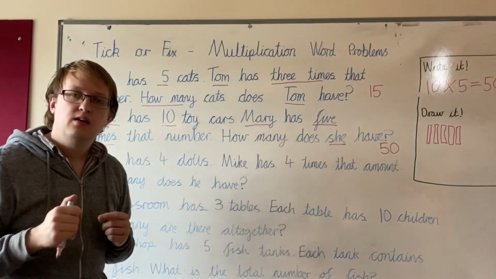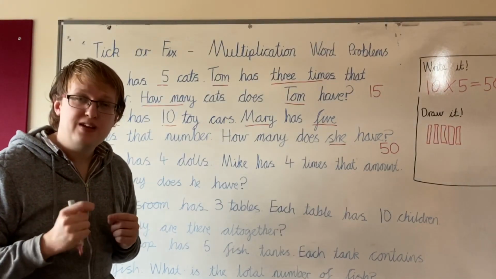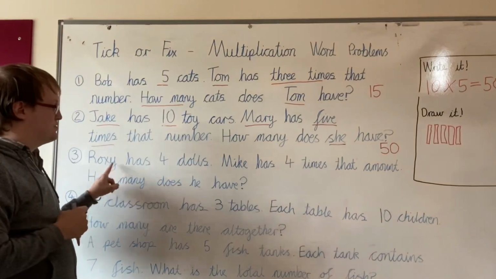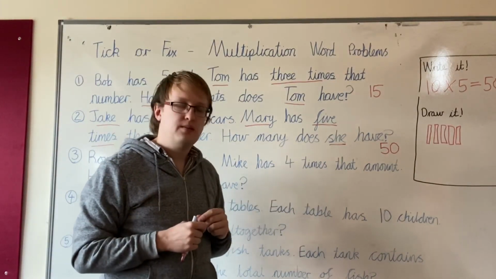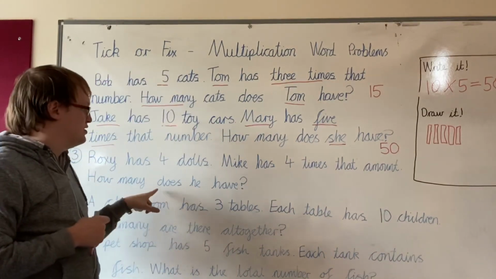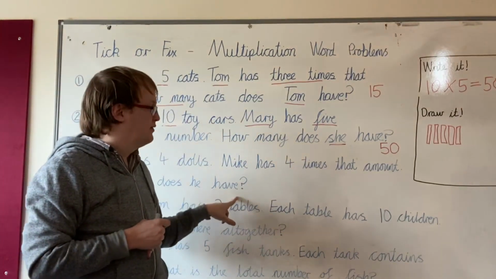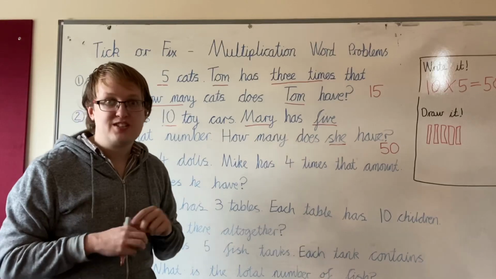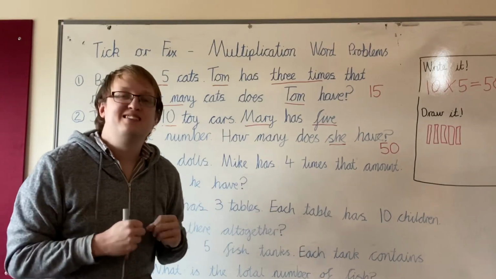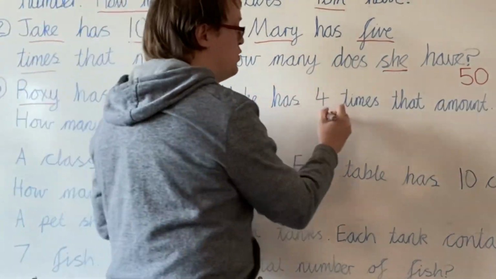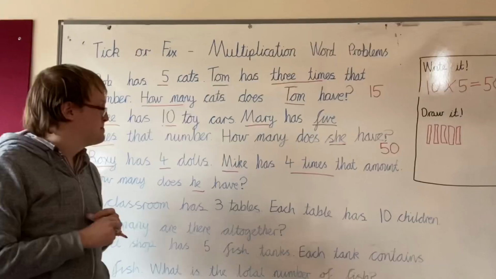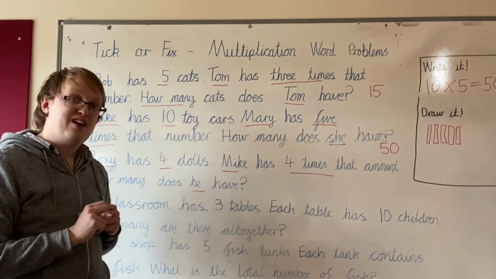Next question then. First step is to read the question really carefully. Roxy has 4 dolls. Mike has 4 times that amount. How many does he have? Time to extract the information that we need to solve the problem. Now I need to write my number sentence.